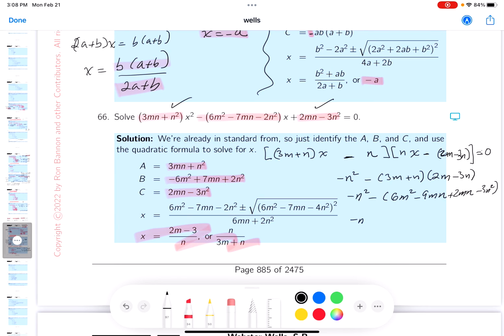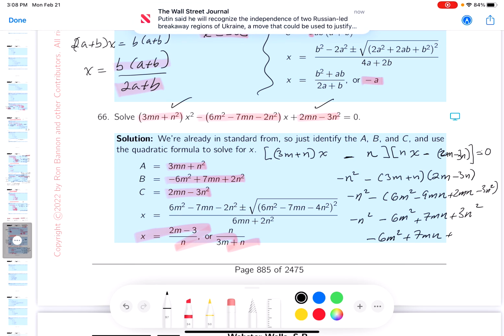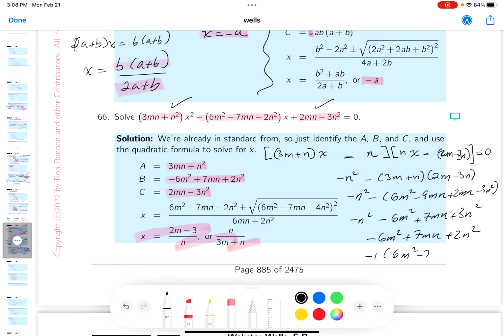Let's keep going. Minus n squared. This will be minus 6m squared. And that's going to be plus 7mn plus 3n squared. That's minus 6m squared plus 7mn plus 2n squared. And if you factor the minus 1 out from that, you would get 6m squared minus 7mn minus 2n squared. Is that what we're looking at? It sure is. 6m squared. Yeah, it worked out beautifully.